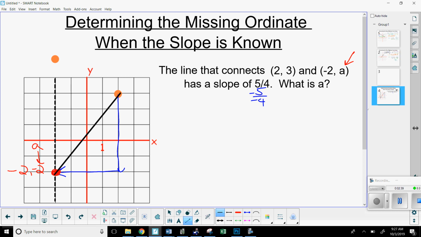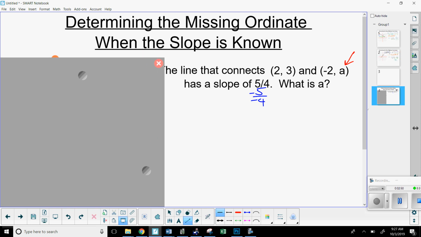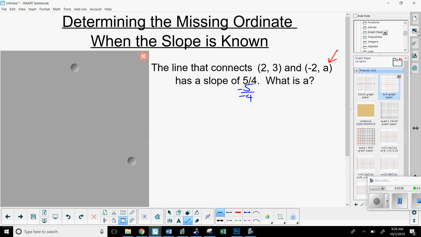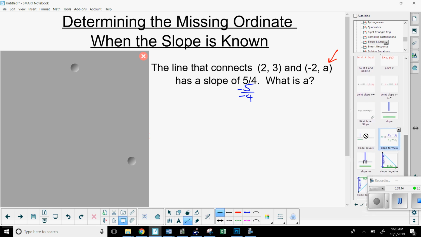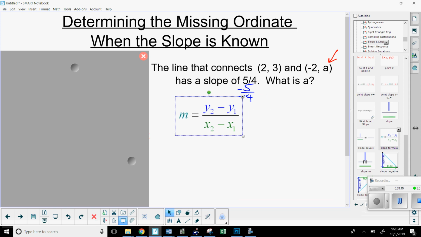Now, that being said, again, you're not supposed to do this problem this way. So what I'm actually going to do is I'm just going to cover the drawing for now, and act like I'm starting the problem over. So again, if we wanted to talk about the line that connects 2 comma 3 and negative 2 comma a, knowing that it has a slope of 5/4, we can find a by doing the following. Well, the only thing we're going to need here is, in fact, the slope formula, because it's an equation that contains the information talked about in the problem.